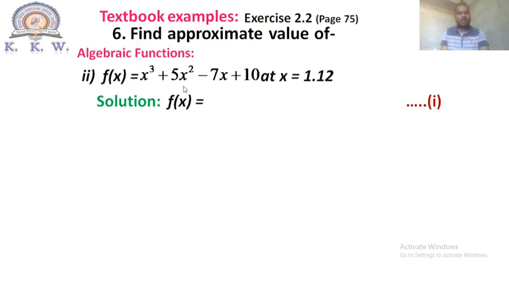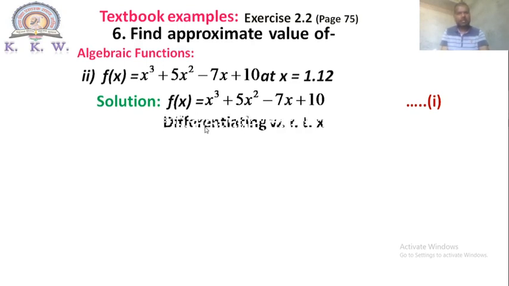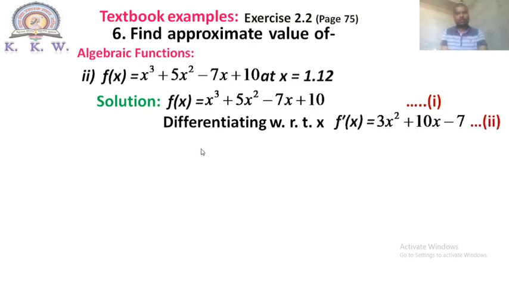Now f of x we keep as it is, since the function is already given. Therefore f of x is equal to x cube plus 5x square minus 7x plus 10. Differentiate it with respect to x. Derivative of x cube is 3x square. Derivative of 5x square is 10x. Derivative of minus 7x is minus 7. And derivative of 10 is 0 because it is a constant. Therefore f dash of x becomes 3x square plus 10x minus 7.